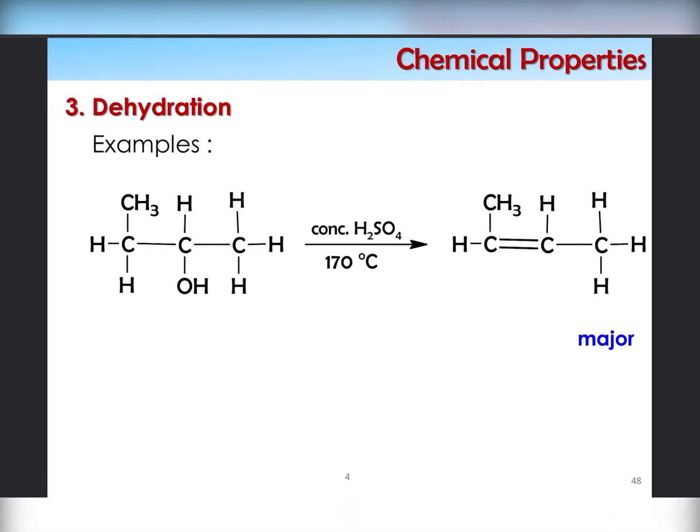So let's say you have this alcohol, so kita akan remove H dengan OH to form carbon-carbon double bond and major product. Okay, so ini kita akan ikut Zaitsev's rule. Zaitsev's rule, kita nak form alkene ataupun carbon-carbon double bond yang ada banyak alkyl group attached to carbon double bond.